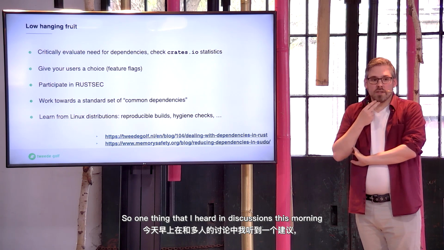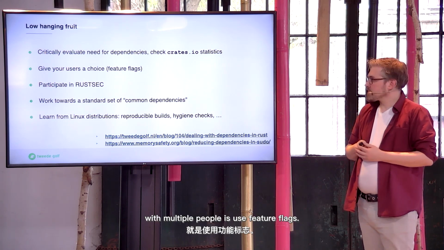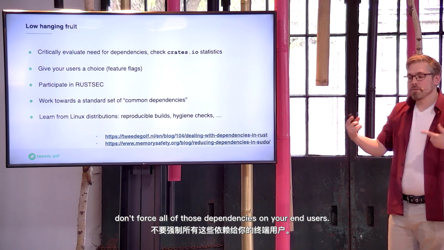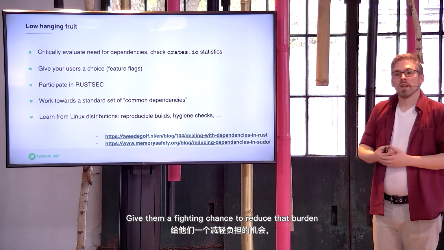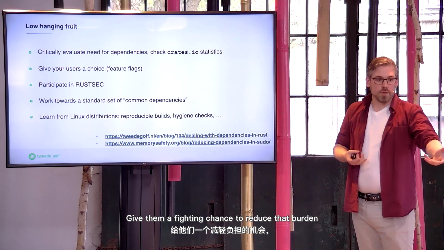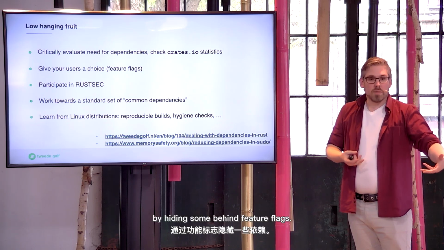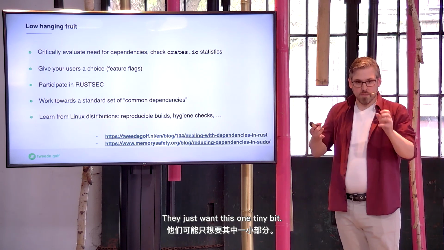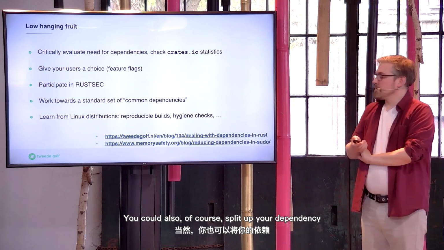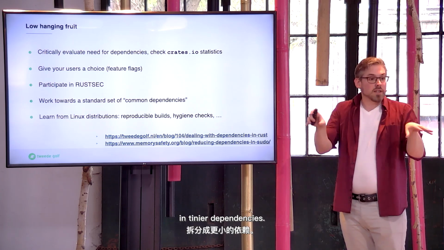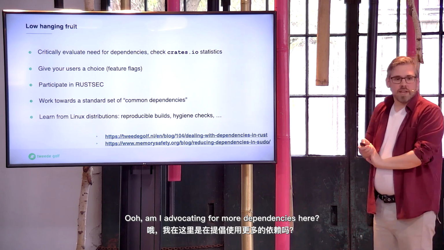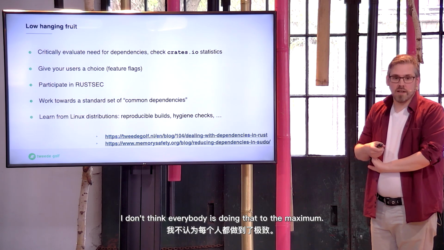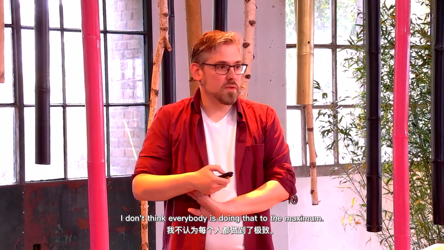One thing that I heard in discussions this morning with multiple people is you use feature flags. If you're publishing a crate and you pull in a lot of dependencies, don't force all of those dependencies on your end users. Give them a fighting chance to reduce that burden by hiding some behind feature flags. Maybe not every user of your crate wants the full shebang. They just want this one tiny bit. You could also, of course, split up your dependency in tinier dependencies. Ooh, am I advocating for more dependencies here? Participate in RustSec. I don't think everybody is doing that to the maximum.